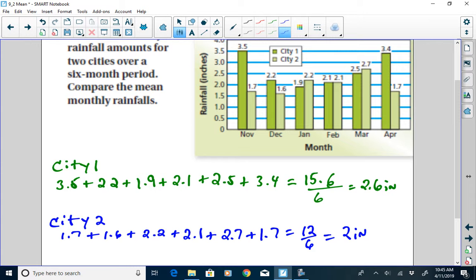Anytime you're asked to compare in a math class, I always tell my students, you must answer the question using greater than, less than, or equal to. So we would say City 1, right? City 1 has a greater rainfall than City 2, right? Greater average rainfall than City 2.